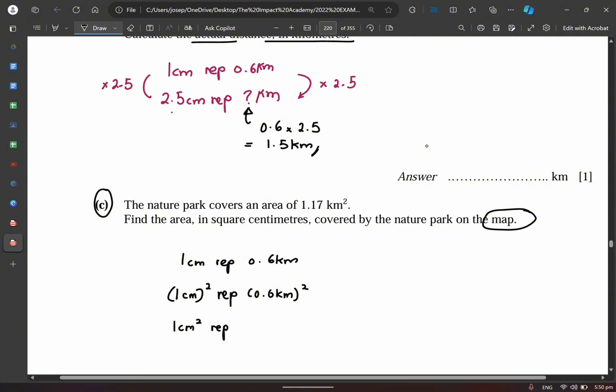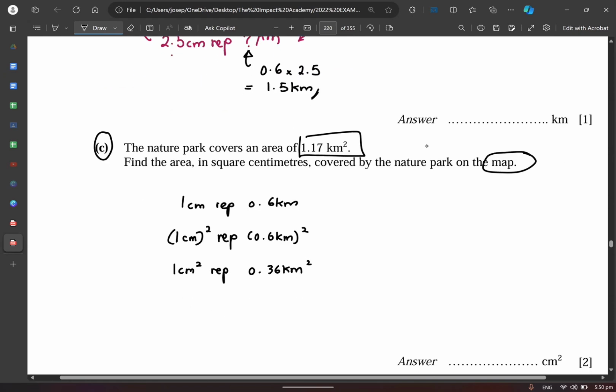That becomes how much? Can you help me with the calculations? 0.6, I apologize, 0.6 to the power of 2. You get an answer of 0.36 kilometers square. Am I making sense? Now, the question says 1.17, so you just put 1.17 kilometers square over here, because this is the actual distance. So on the map is how many cm square?